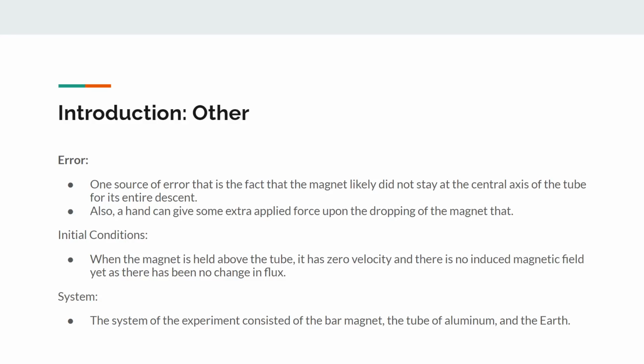Some initial conditions: when the magnet was held above the tube, it had zero velocity and there was no induced current yet, there's been no change in flux. The system of the experiment consisted of the bar magnet, the tube of aluminum, and the earth.